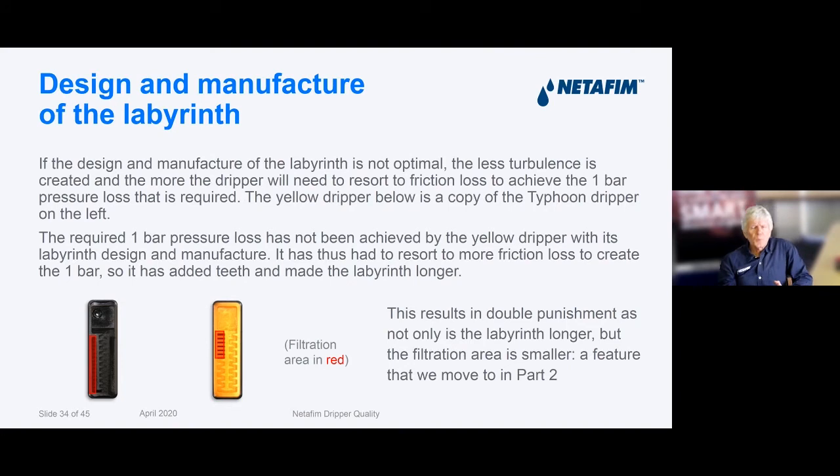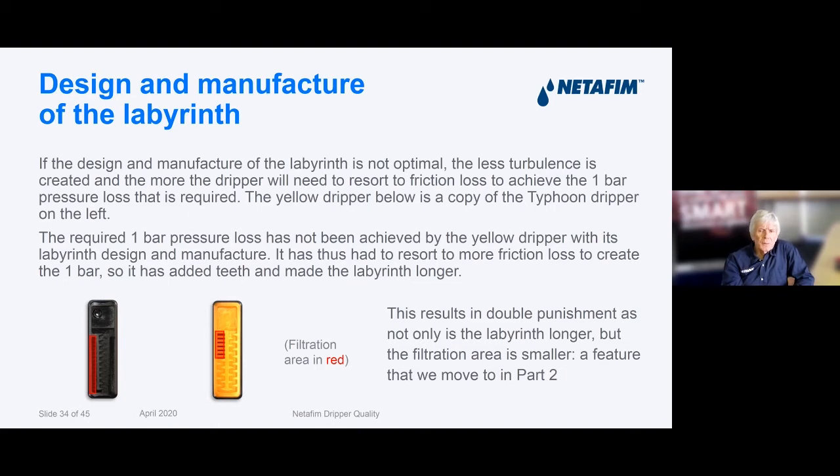So let's dwell a little bit more on this subject here. There's quite a lot written on this slide. If the design and the manufacture of the labyrinth is not optimal, the less turbulence it is going to create, and the more the dripper will need to resort to friction loss to achieve the 1 bar pressure loss that is required. So what I said earlier, the less turbulence we get, the more friction loss we're going to need. So now on the left-hand side of the screen is a Netafim Typhoon dripper.